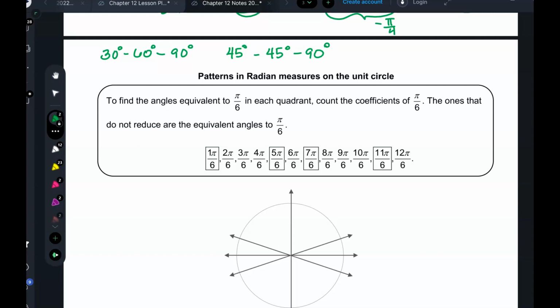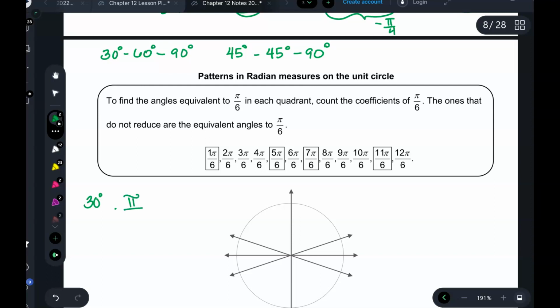Okay, now a 30-degree angle. So remember from yesterday, if we were going to change 30 degrees into radians, you multiply by pi over 180. So what would this be? Well, how many times does 30 go into 180? 30 pi over 180, so pi over 6. Okay.